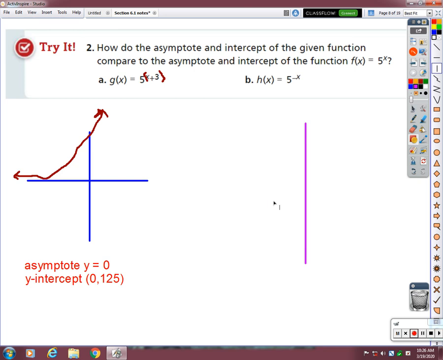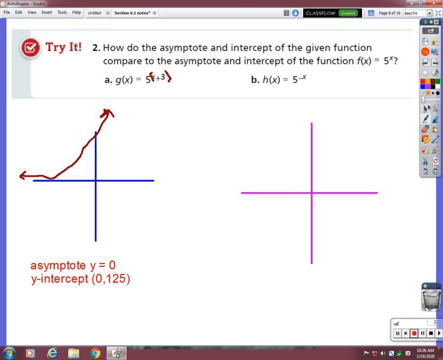So now we have a negative in front of the x. That's exciting. Love to know if anybody in class could remember what a negative in front of the exponent does. That flips the graph across the y-axis, so now my graph is going to look like this. And the reason for that is, we talked a little bit in the last chapter about negative exponents. 5 to the negative x is the same as 1 over 5 to the x, which is the same as 1/5 to the x power.